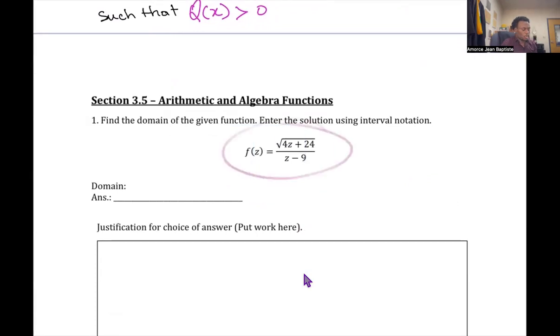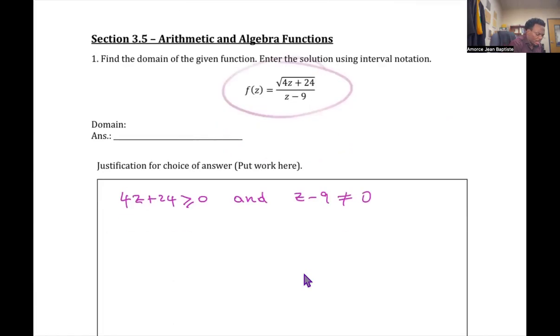So you have this function f of z equals the square root of (4z + 24) over (z - 9). Now we're looking for the domain. So the expression inside of the radical should be greater than or equal to 0. So 4z + 24 should be greater or equal to 0, and the expression in the denominator, z - 9, should not be 0. We're going to solve both of them and find out where these intersect.